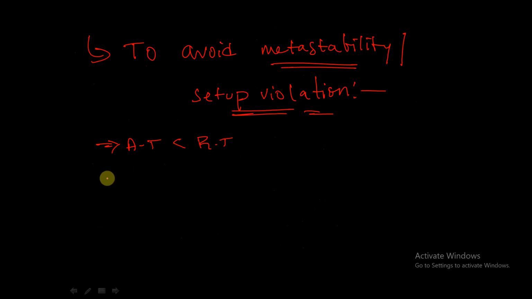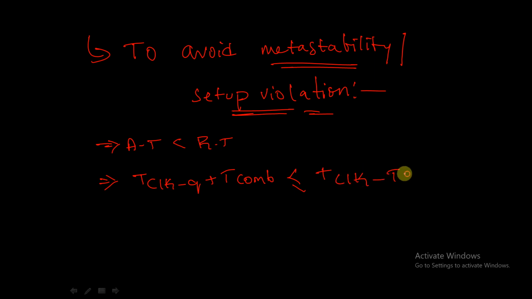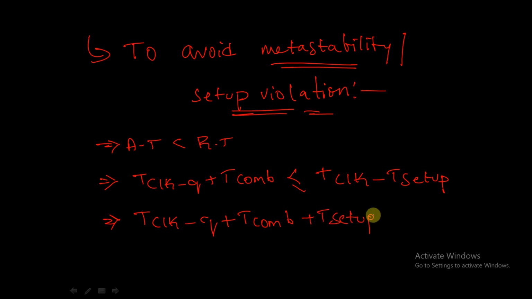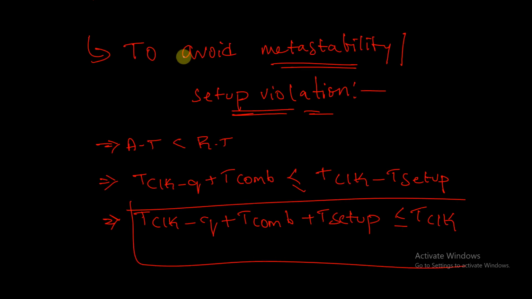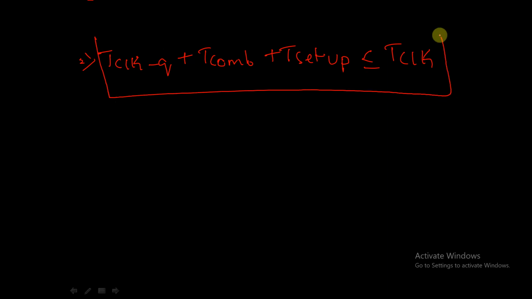So what is the arrival time here? It is given by T clock to Q plus T combinational, which should be less than or equal to T clock minus T setup. So it can be written as T clock to Q plus T combinational plus T setup, which is less than or equal to T clock. This is the requirement. This is the setup time equation. I'll write it here: T clock to Q plus T combinational plus T setup should be less than or equal to T clock, the time period of the clock. So this is the equation of setup time.